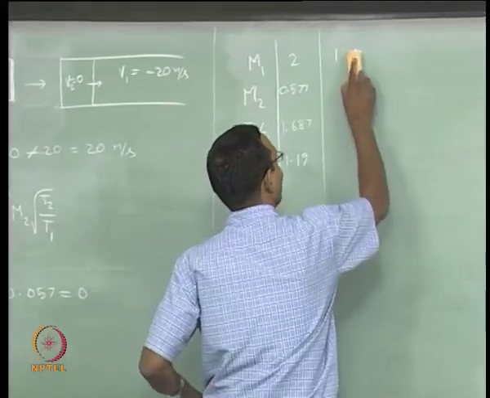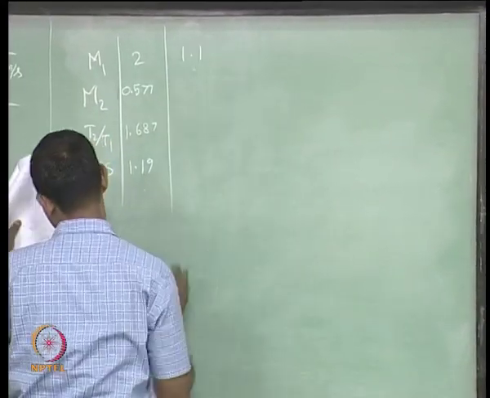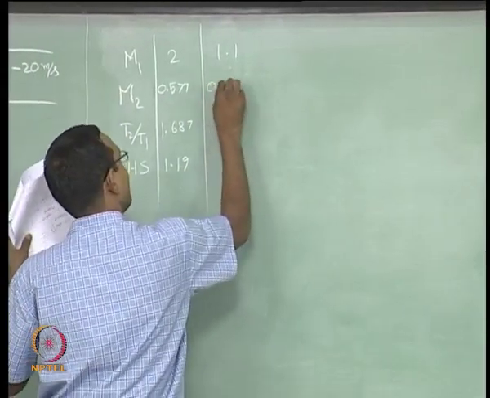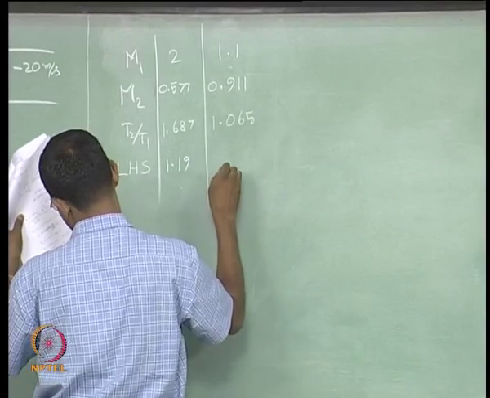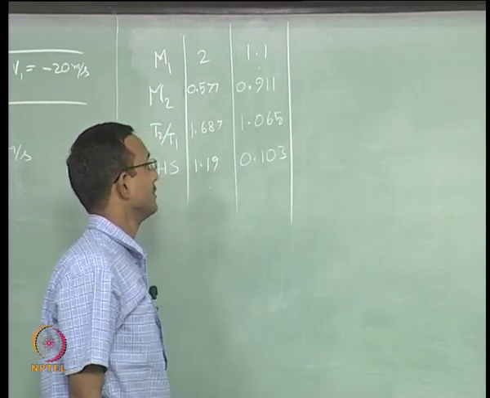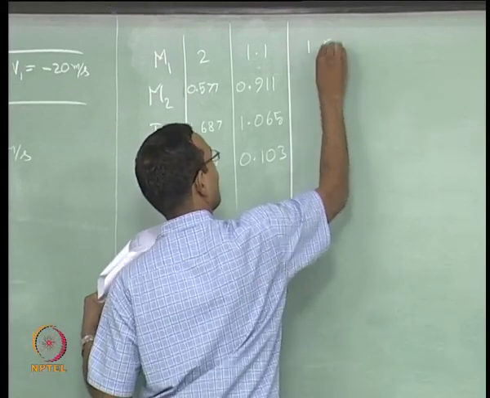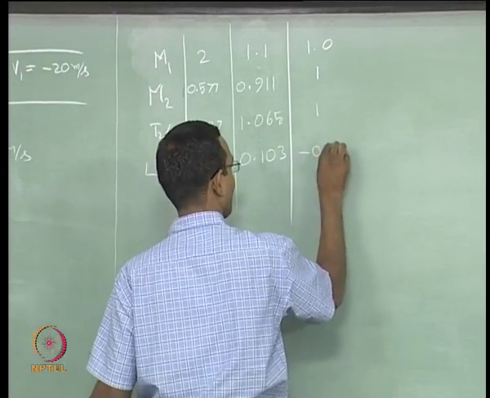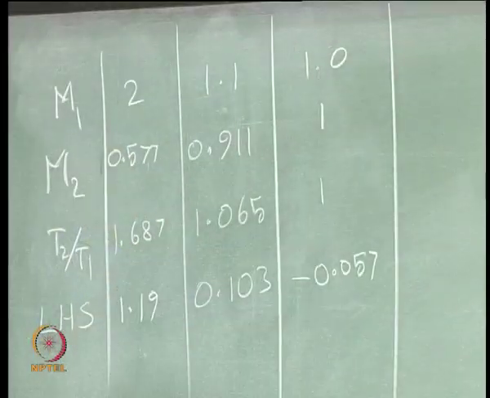Instead of 1.4, I was not thinking like this when I was doing the problem on paper. So, I will start guessing 1.1 here. I skipped one column in my guess. 0.911, 1.065, and this comes out to be 0.103. This is what we have here. Okay. And I know if it is 1.0, we know the values. We just did this, 0.057. So the answer is somewhere in between this, probably very close to 1.